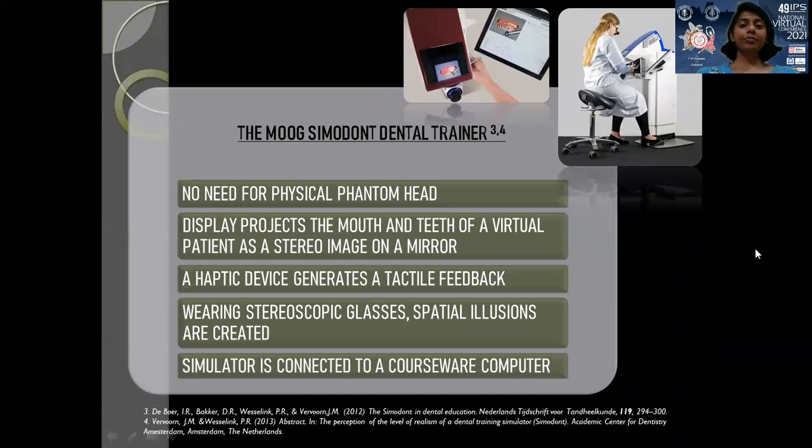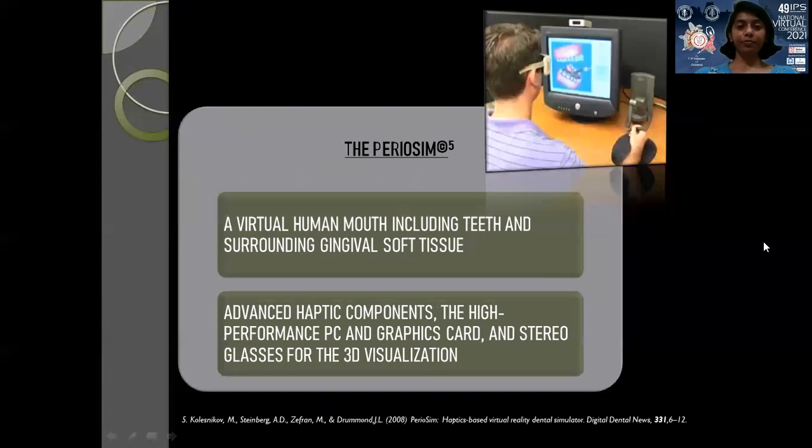The next simulator is the Moog Simodent Dental Trainer. Now, this is a haptic type of dental trainer. So there is no need for a physical phantom head. The display projects the mouth and teeth of a virtual patient as a stereo image on a mirror. A haptic device generates a tactile feedback. Wearing stereoscopic glasses, spatial illusions can also be created. The simulator is also connected to a courseware computer.